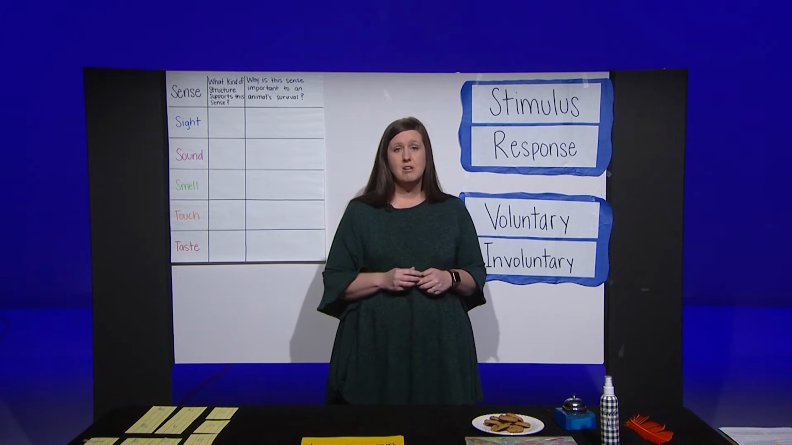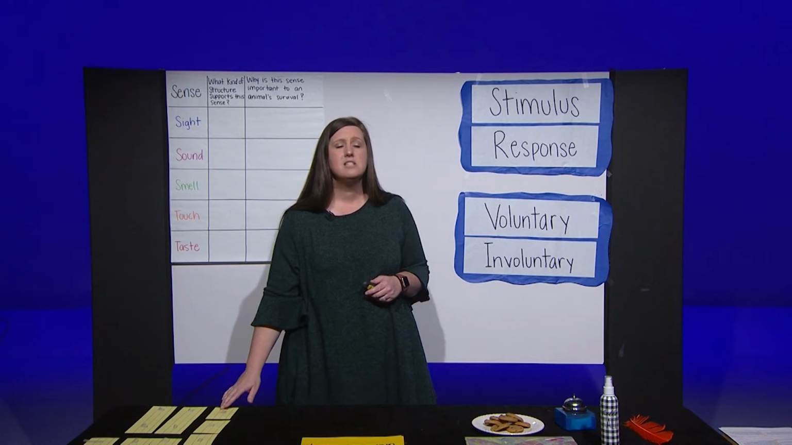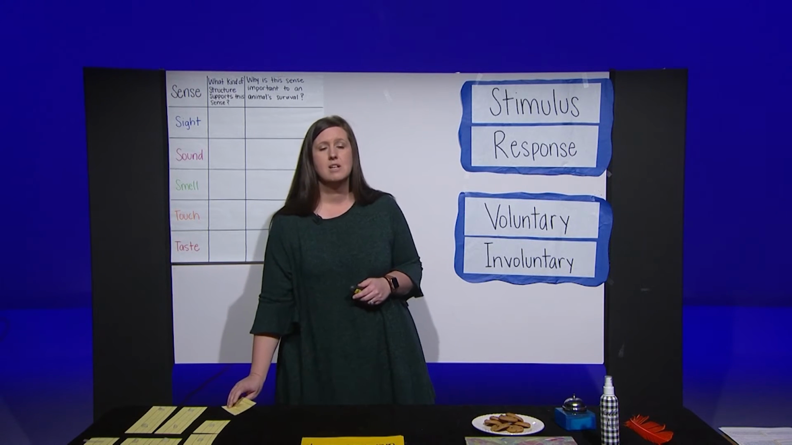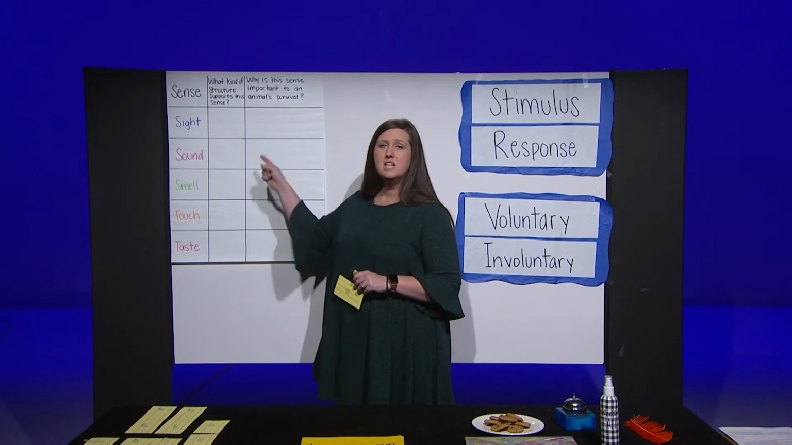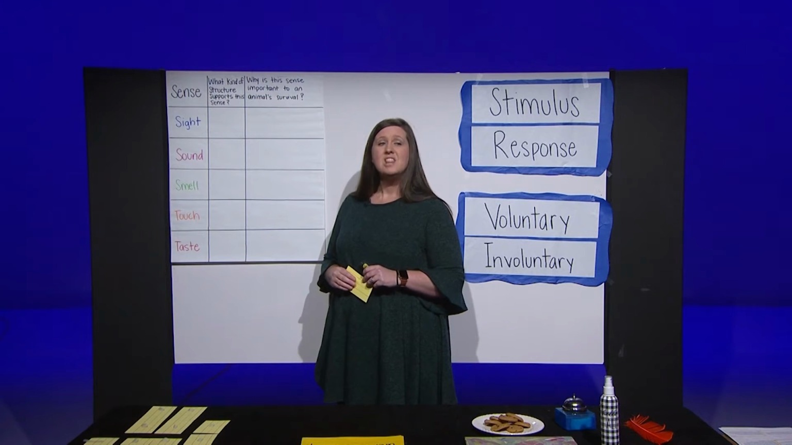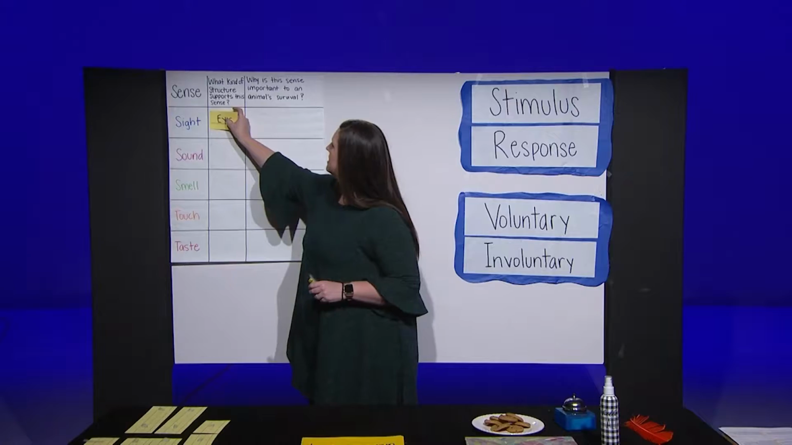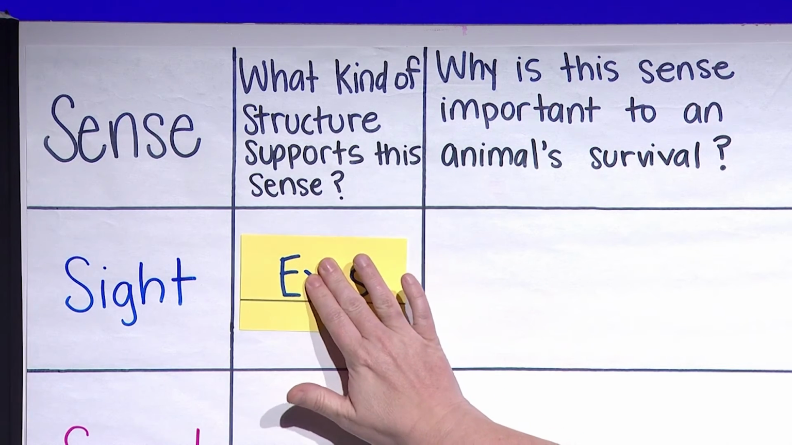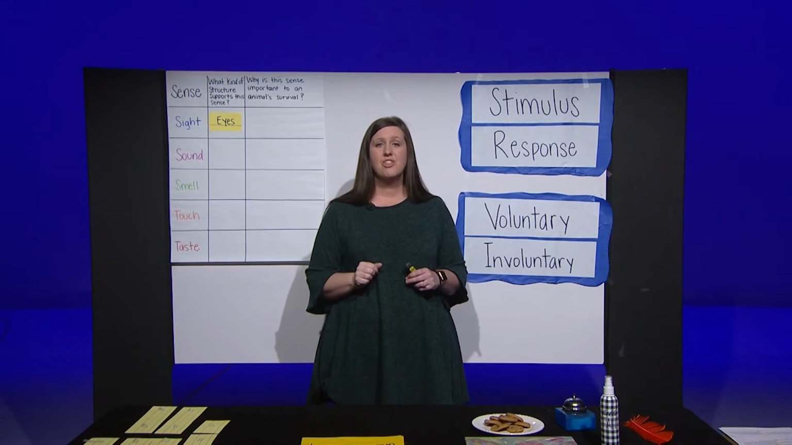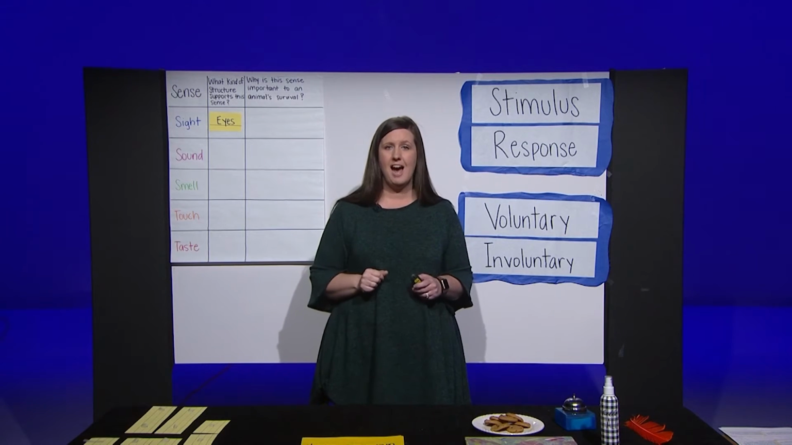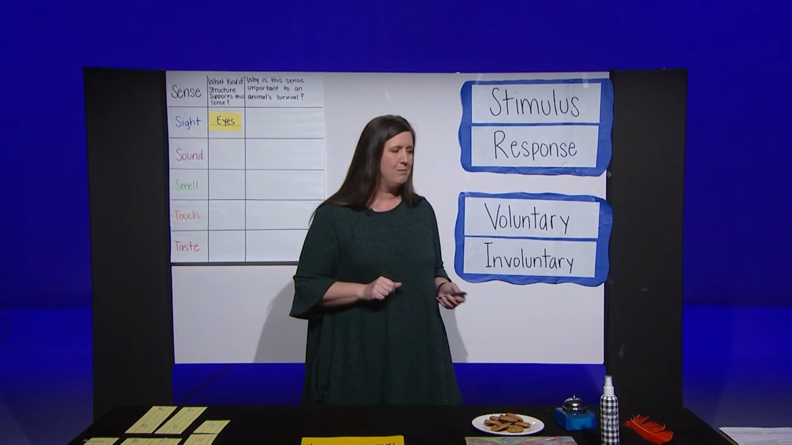Before we read our first animal, let's talk about the sense of sight, since we'll be focusing on that sense first. What structure supports this sense? That's correct. Your eyes support the sense of sight. So as we're reading about our animals, make sure that you're thinking about how they use their eyes. Let's read about our first animal.